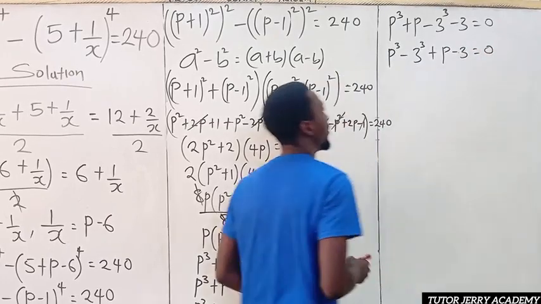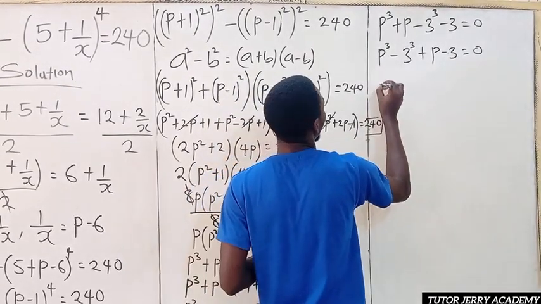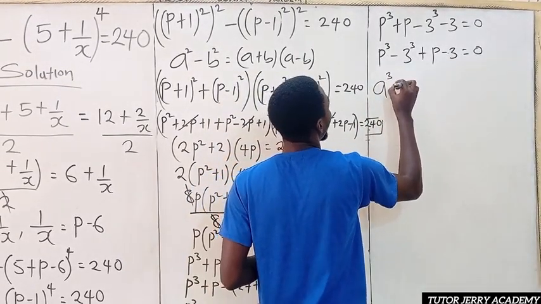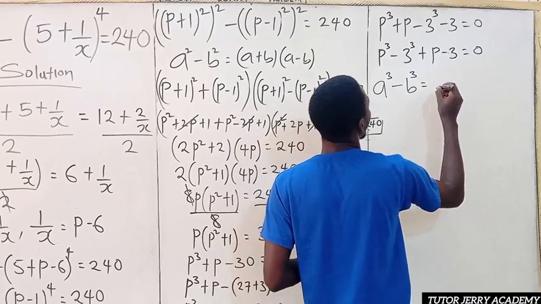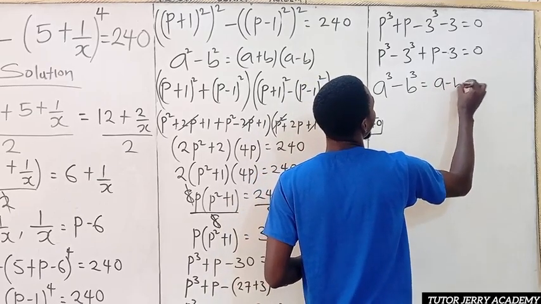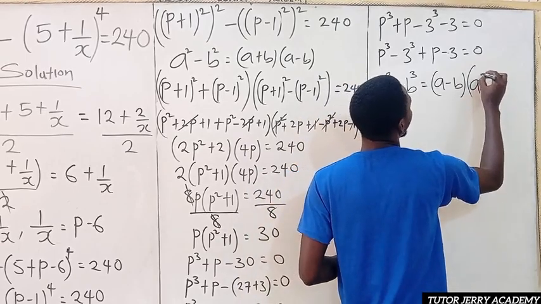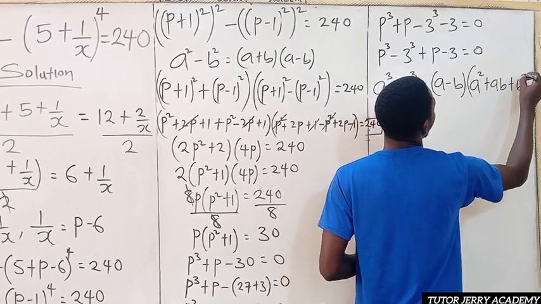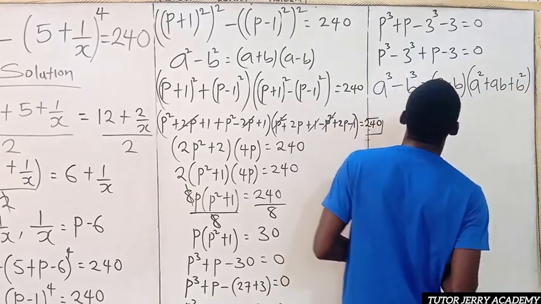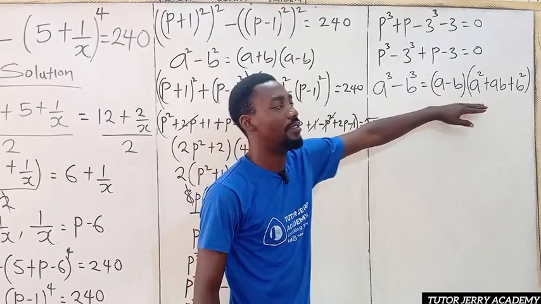Equals to what? 0. Alright. You are going to recall from difference of 2 cubes. We have a cubed minus b cubed. This is going to be equals to a minus b into what? Into a square plus ab plus what? Plus b square. Alright. Now, we are going to be writing p cubed minus 3 cubed in this form.